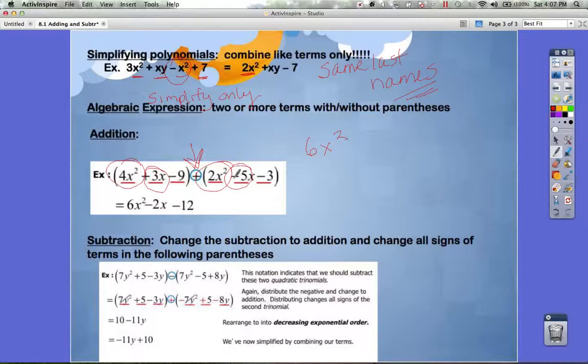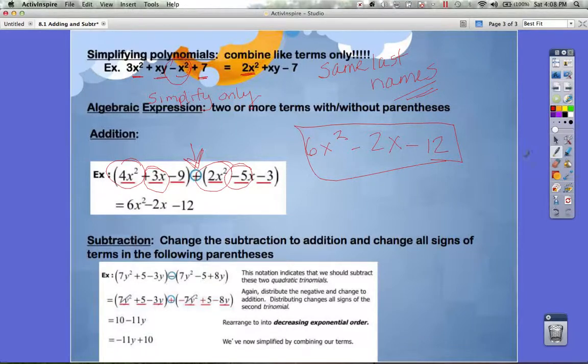I have a 3x here and a negative 5x. Remember that sign is whatever's in front of that number, that's its sign. So plus 3 minus 5 is a negative 2x. And then negative 9 plus a negative 3 makes negative 12. Okay, combining like terms with more complicated last names. That's all we're doing.